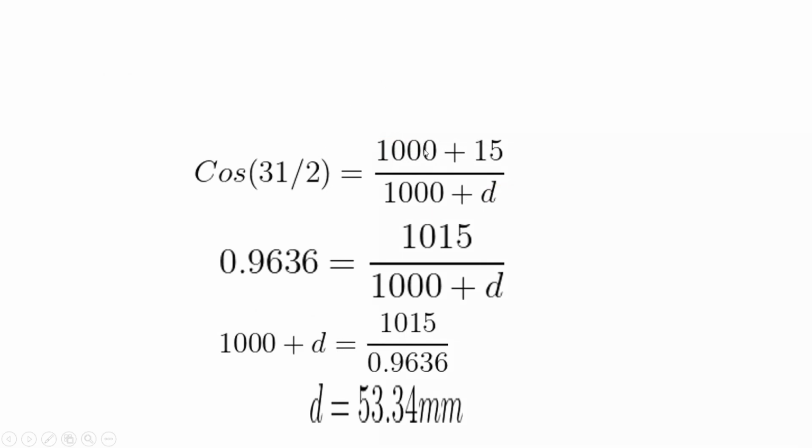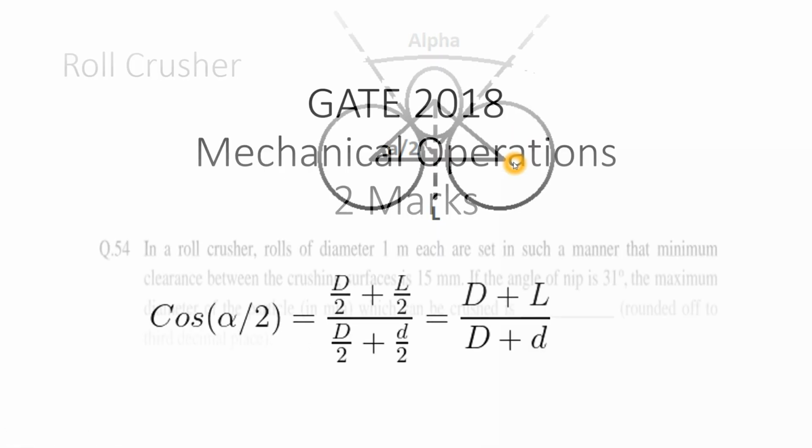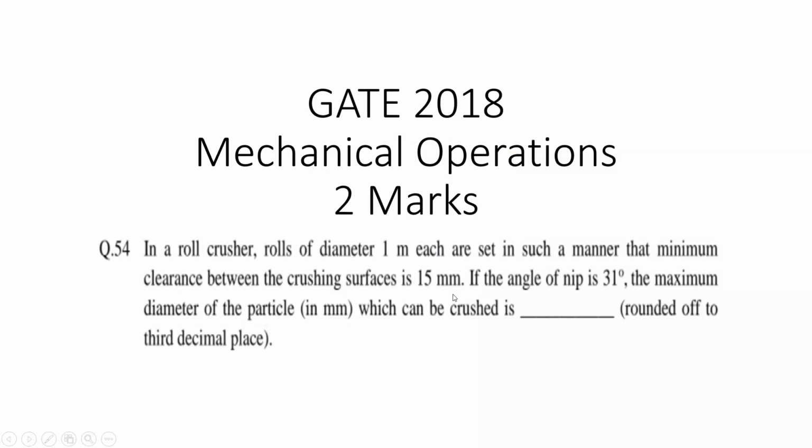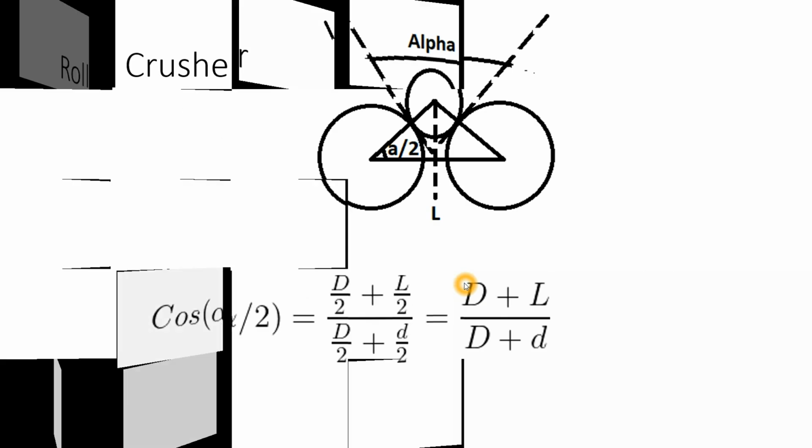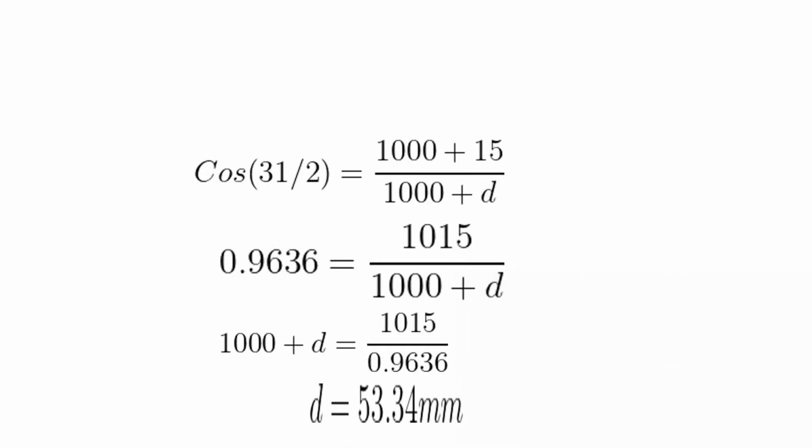They have given the roll diameter as 1 meter, so we will convert it into 1000 mm for our convenience. It will be cos of 31 by 2, and plus 15 is the clearance. They have given 15 mm clearance. So we will use this. From this we get d is equal to 53.34 mm.